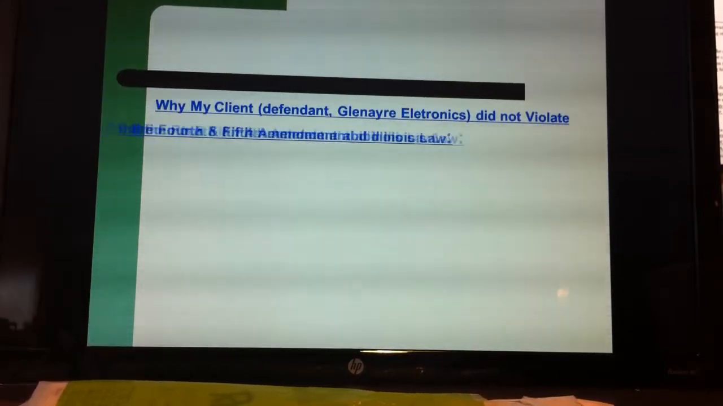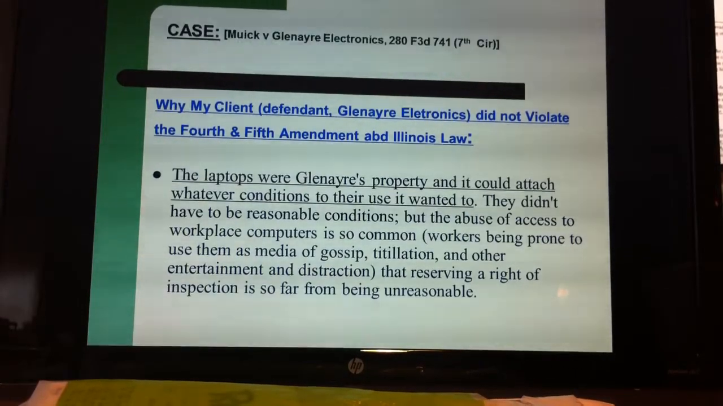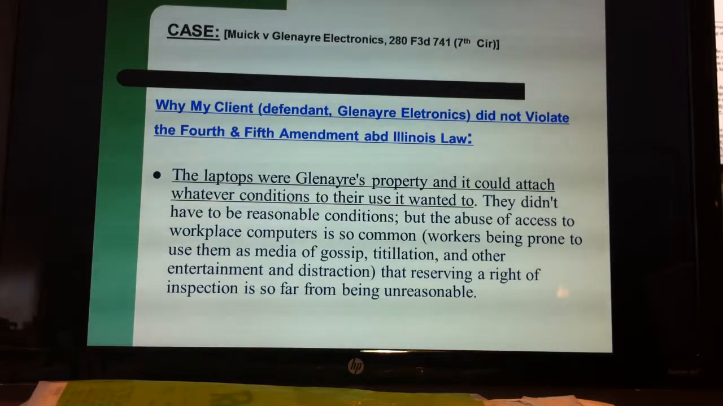I'd like to also continue another point, that my client did not violate the 4th and 5th Amendment and Illinois law. The laptops were Glenayre's property, and it could attach whatever conditions to their use it wanted to. They didn't have to be reasonable conditions. Abuse of access to workplace computers is so common, because workers are prone to use them as a medium of gossip, titillation, and other entertainment and distraction.